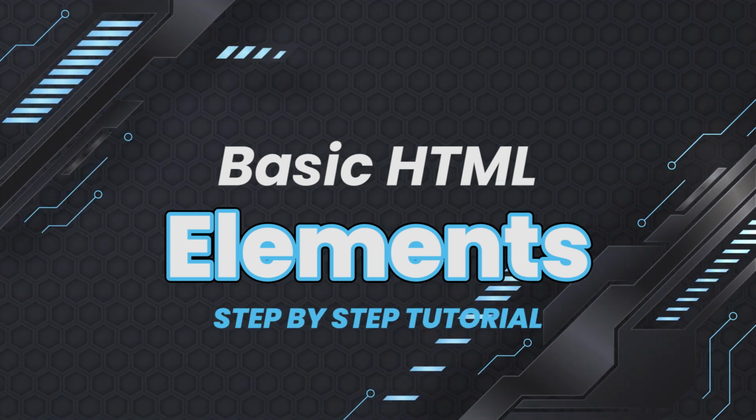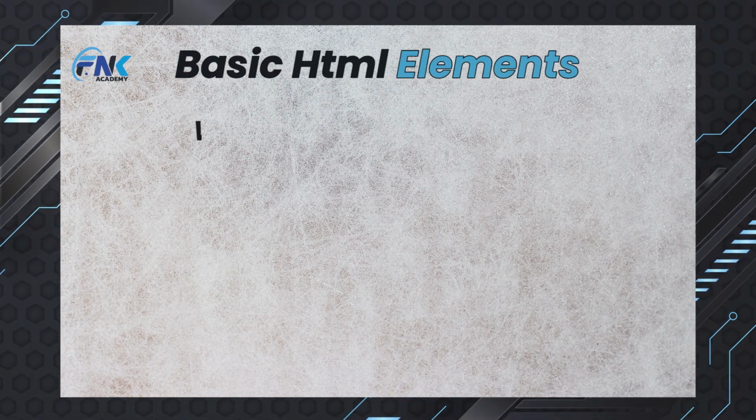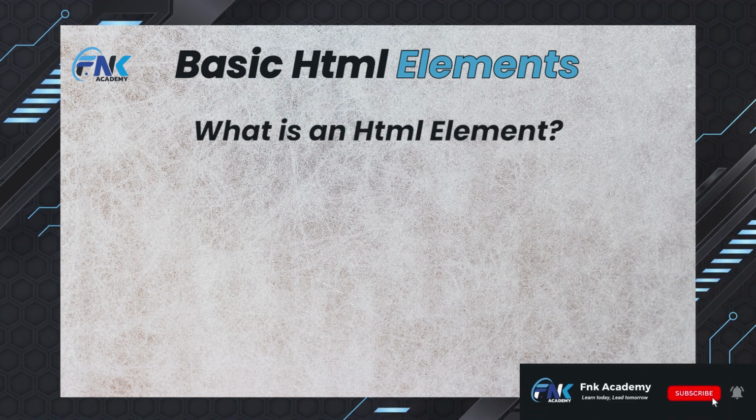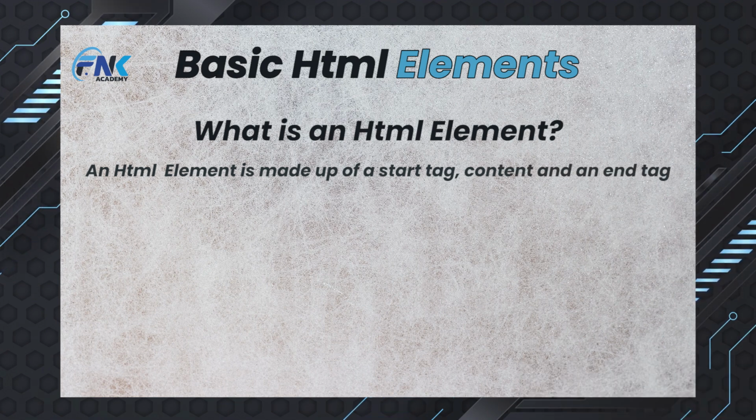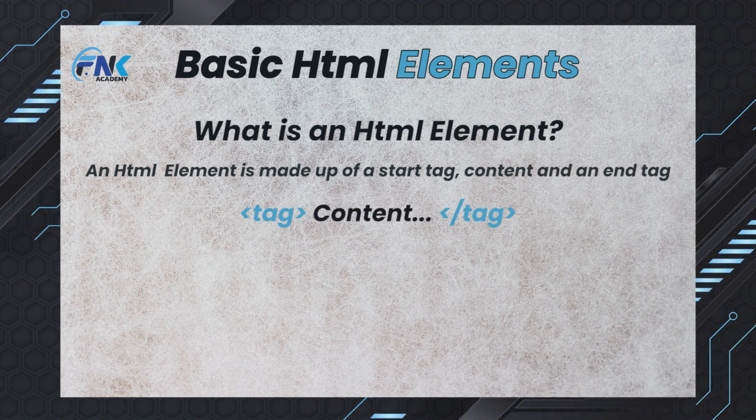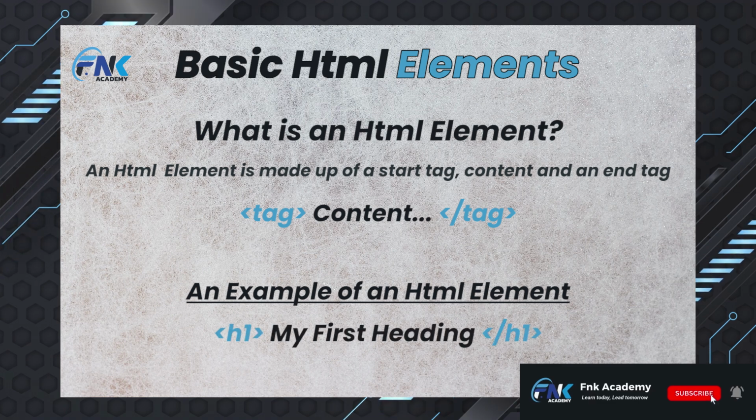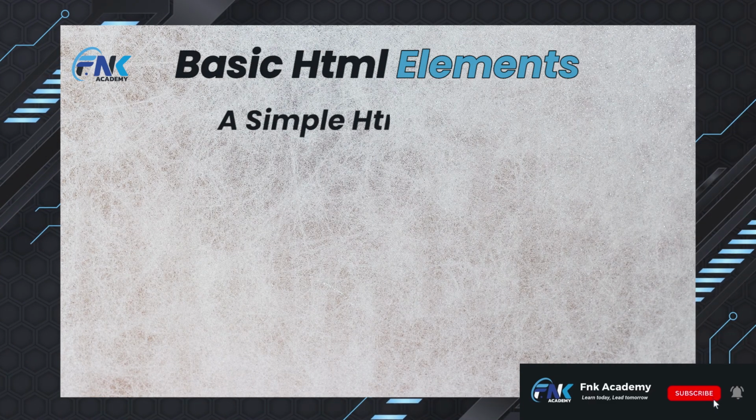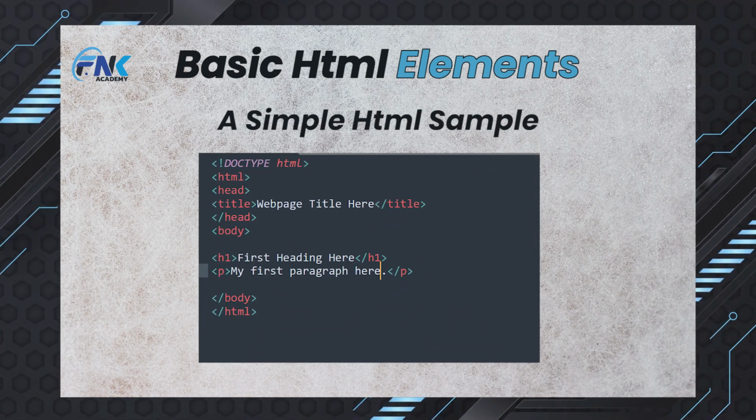Today we are going to take you through the basic HTML elements. To start with, we are going to define what an HTML element is. An HTML element is made up of an opening tag, content, and an end tag. Below is an example of an HTML element. We are going to use the following simple HTML document to explain each element.